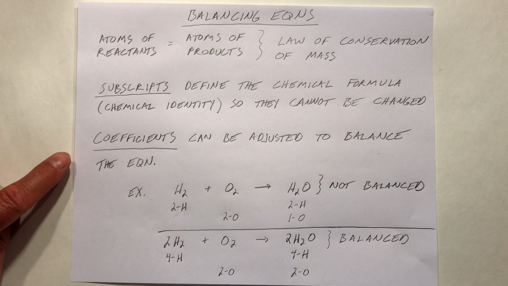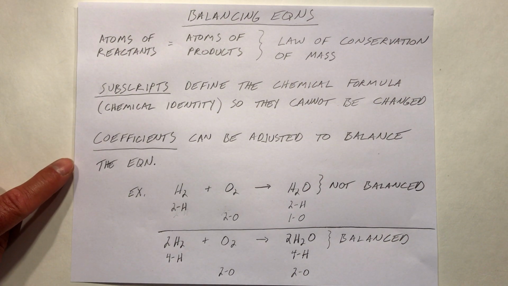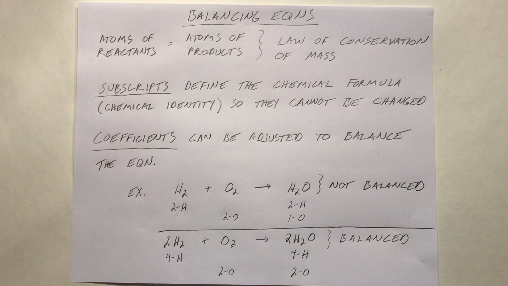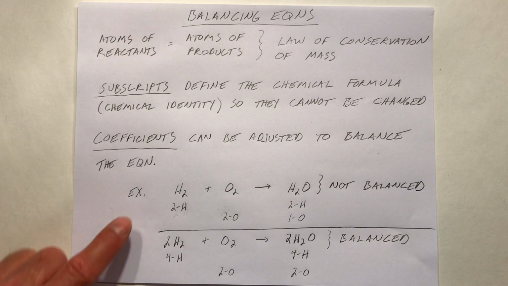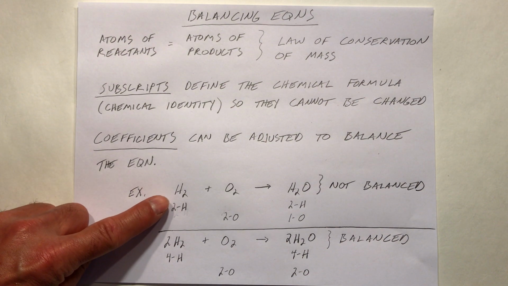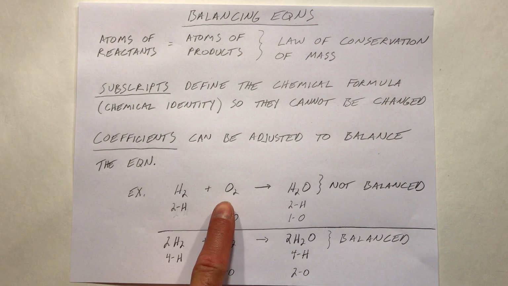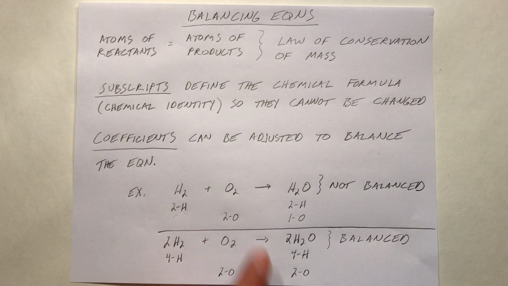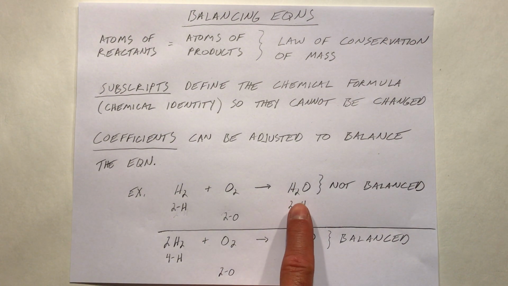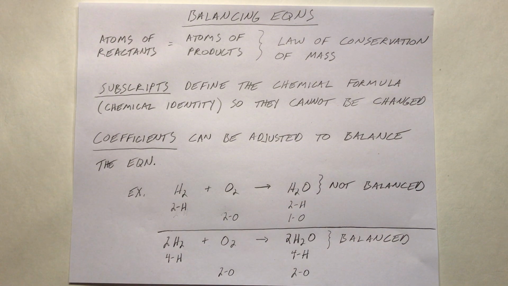Coefficients, on the other hand, can be adjusted to balance the equation. The coefficients tell you how much of each chemical you have. So let's consider this reaction. It's a pretty common reaction. Hydrogen, H2, remember that's one of the 7 diatomics, and oxygen, O2, another one of those 7 diatomic elements, combine to form water, H2O. Now you'll notice that's not a balanced equation, and we can figure that out.